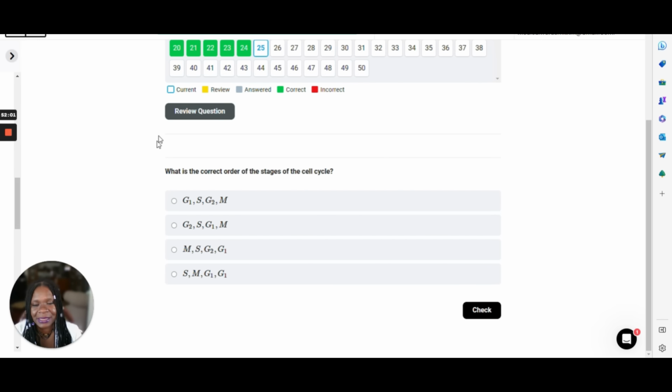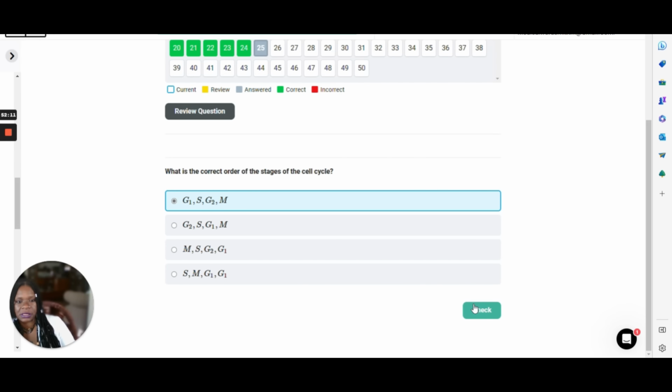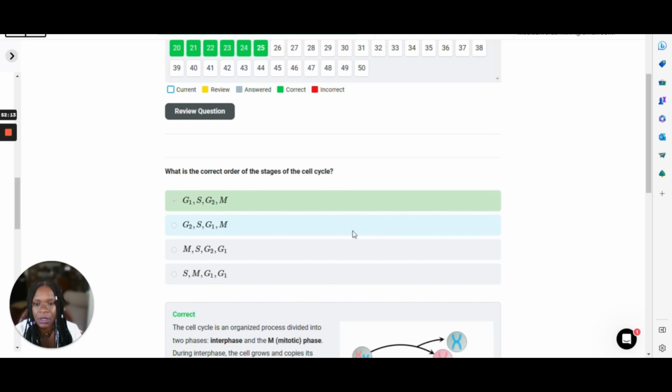Right away, I can tell you guys, we're going to eliminate all these three. This is just something you're going to have to commit to memory. And right here, we're going to go with G1, S, G2, and M, our first selection on the list.